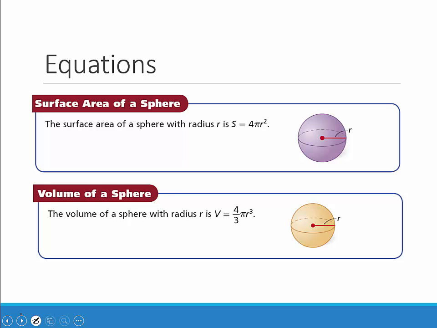So here are two more formulas. Remember, you don't need to memorize these. These will be on the test and on the quiz. The surface area of a sphere is 4 pi r squared. So remember, the area of a circle is pi r squared. The surface area is 4 of those. And then the volume of a sphere is 4/3 pi r cubed. And we can prove why that is in class.